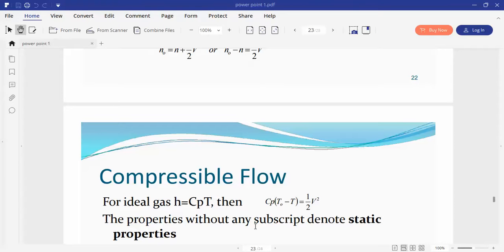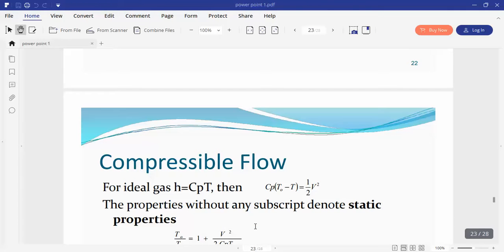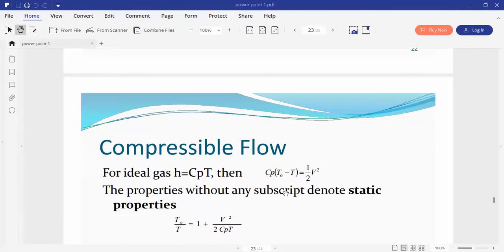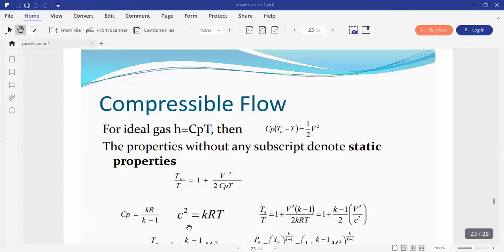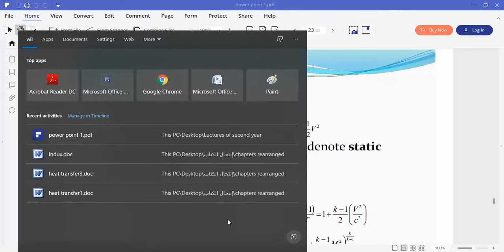The property with any subscript denotes static properties. It means that T, P, rho are static, but T naught, rho naught, and P naught are stagnation state properties. T naught by T equals 1 plus V square by 2CpT, where Cp equals KR by K minus 1 and C square equals KRT as defined before.